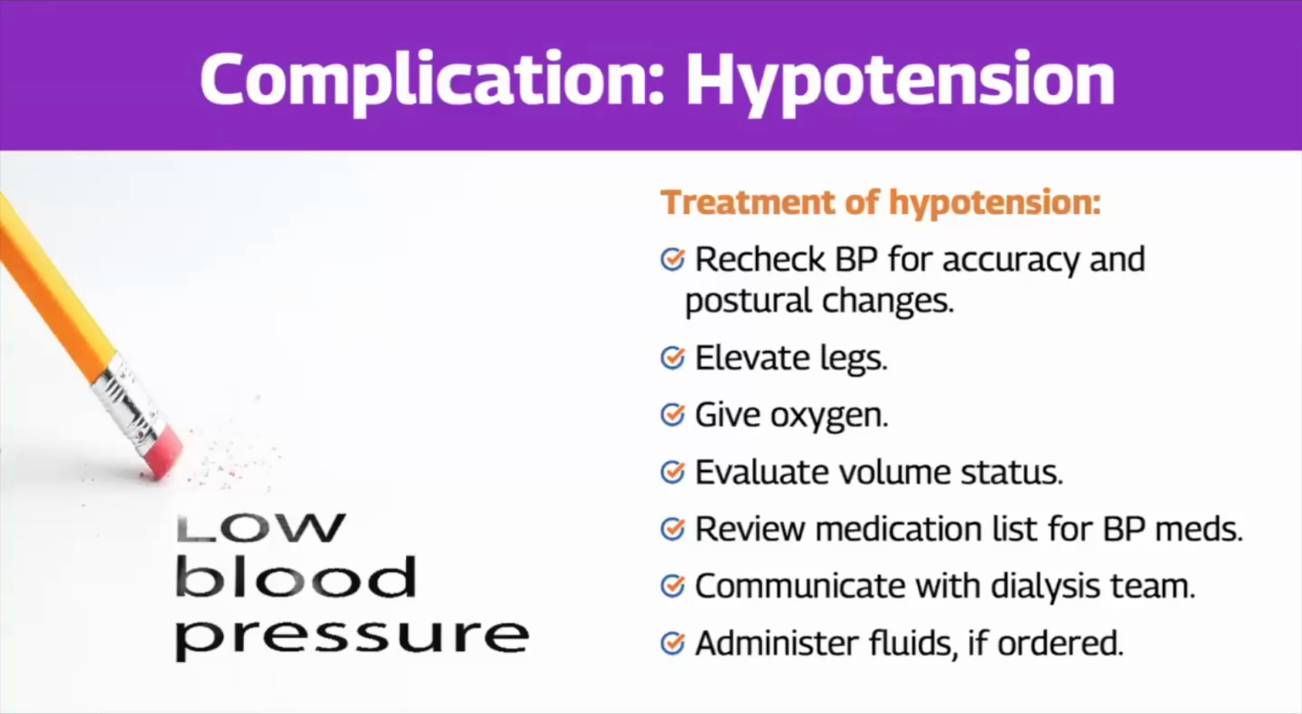The treatment for hypotension is to recheck blood pressure for accuracy and postural changes, elevate the legs, give oxygen, evaluate the volume status, review the medicine list for blood pressure meds. Were they given twice, or maybe some were given at dialysis, and you might need to call the dialysis nurse if that occurs. Communicate with the dialysis team, and administer fluids if ordered.